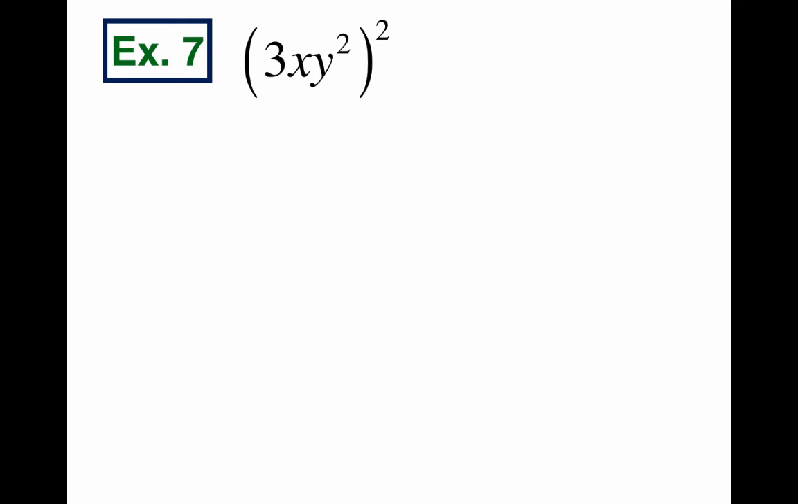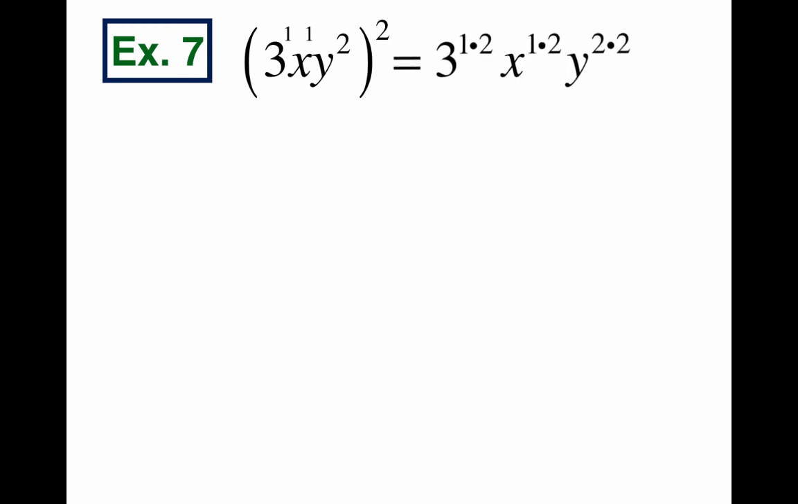Another parenthesis problem. 3xy squared, all squared. Well, what do we say we do with parentheses? We said we multiply the powers. Now for this one, it's a little tricky because we have a 3x on the inside. That's like 3 to the 1st power and x to the 1st power. We just don't write first powers. That'd be kind of strange. But it's going to be helpful for when I multiply my powers. That's going to be important.